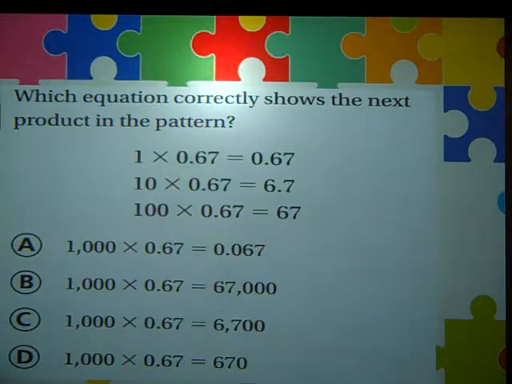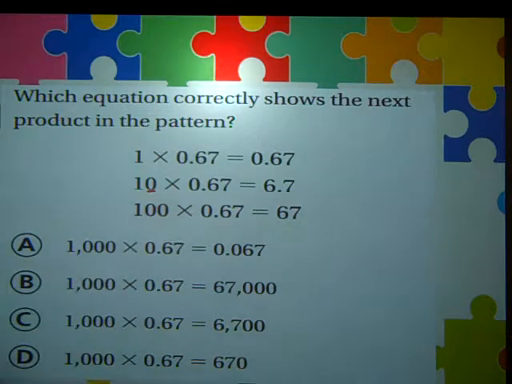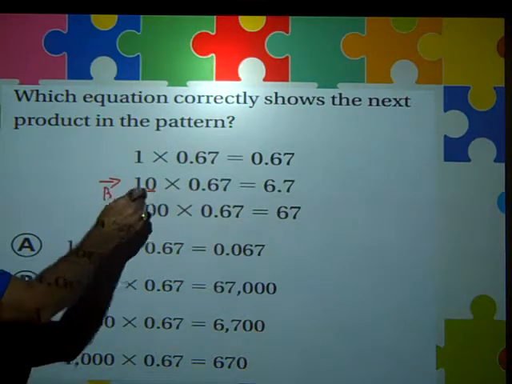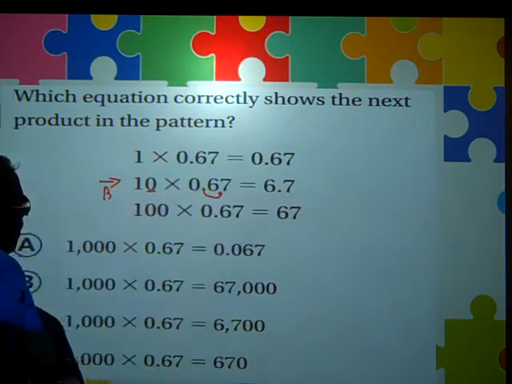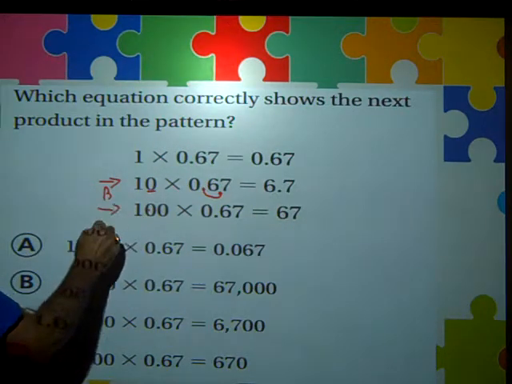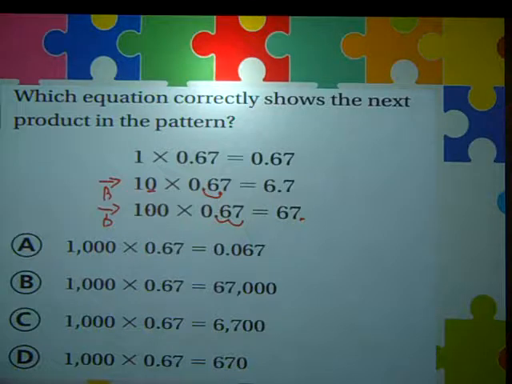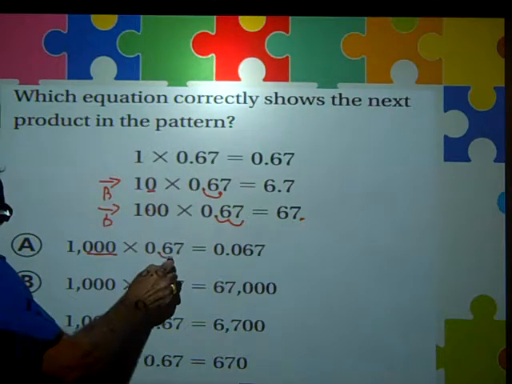Okay? Alright, so let's look at a couple more practice problems. So which equation correctly shows the next product in this pattern? Okay? So let's look. One group of 6.7 is 6.7. I multiply by 10, the numbers getting bigger. I move it one place to the right to make it bigger. So one place to the right gives me 67. Perfect. Now multiplying by 100, getting bigger. Move it to the right 2 places. 1, 2. Okay. So if I multiply by 1,000, then we move it 3 places to the right. Let's check this one. 1, 2, 3.